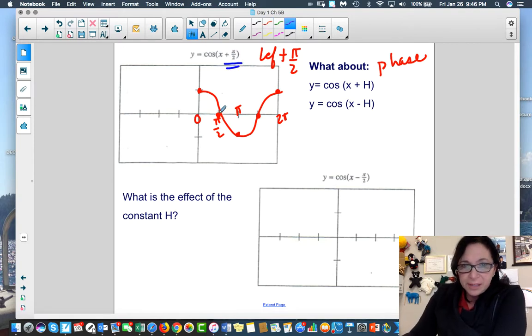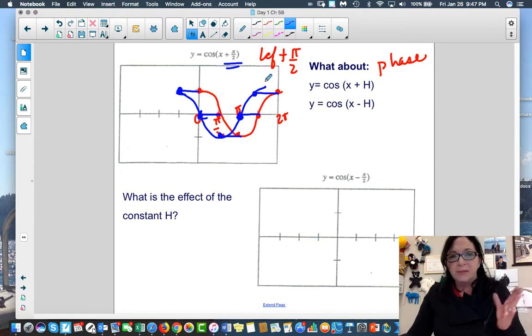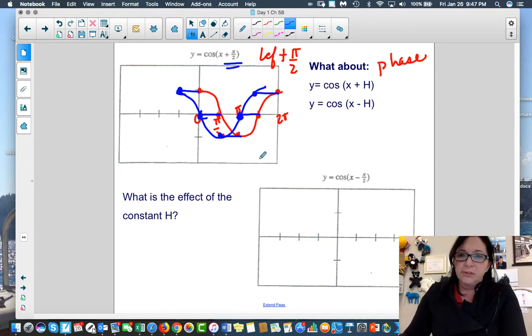So everything is shifting that much, that distance. Everything is shifting this distance. So this will go here, this will go here. So now my new graph will go through these points, and it'll go like this. Okay, that's a shift. Moved everything to the left, pi over 2.